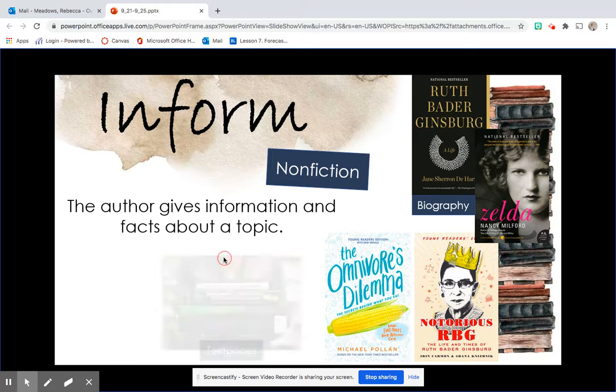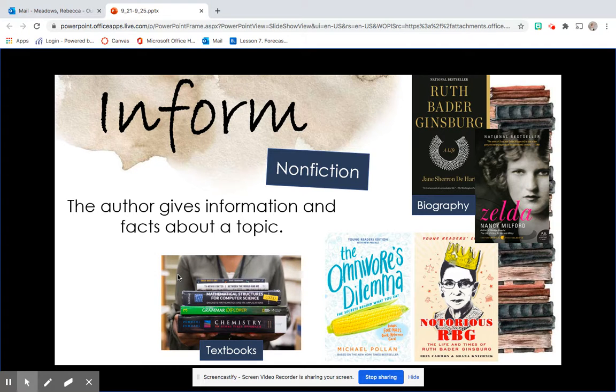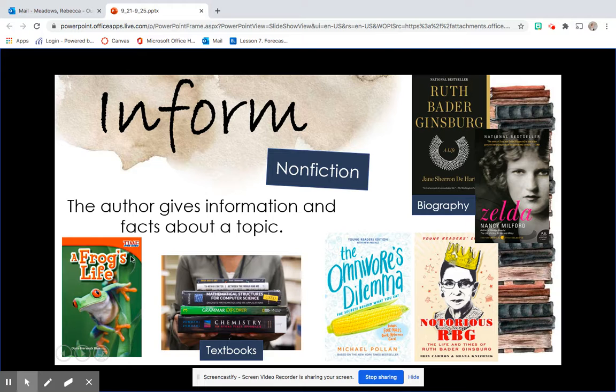Here's some more biographies. And textbooks. We know textbooks because it's full of information about one topic. It might be many different topics, but it's all under one big topic, such as chemistry. They're going to have different lessons in there, but it's going to be about chemistry. They're giving us facts and information. Also, good ones are like the Time for Kids. You're learning about, for example, this one you will learn facts and information about a frog's life. So inform, information, facts about one topic. And that's our I in PIDE.